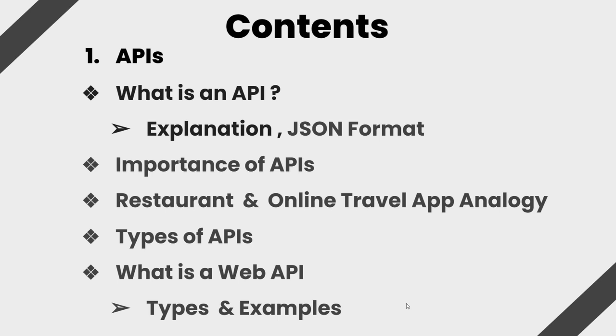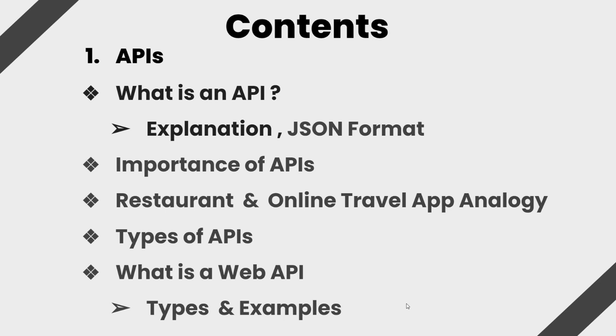So next we have a restaurant and an online travel app analogy. Now this analogy has been structured to actually better your understanding about APIs, and one or two of these analogies can actually be something that has happened to us before, and I'll explain why it is that way.